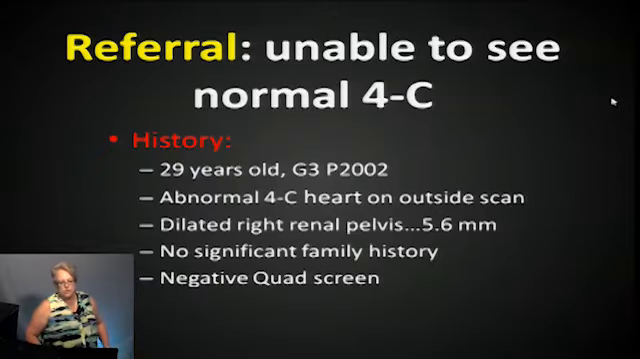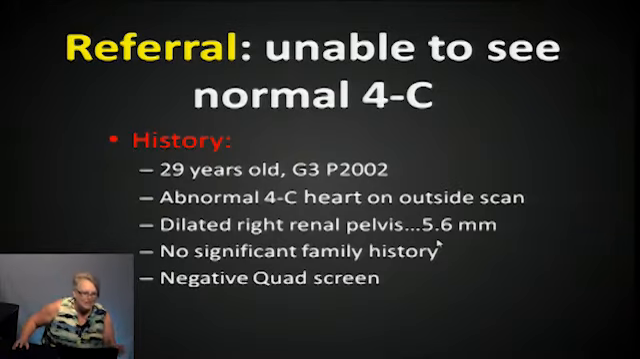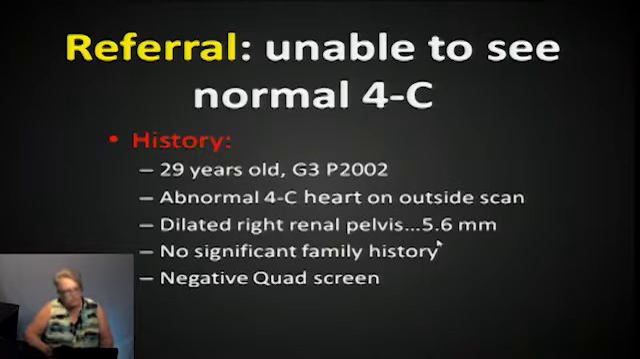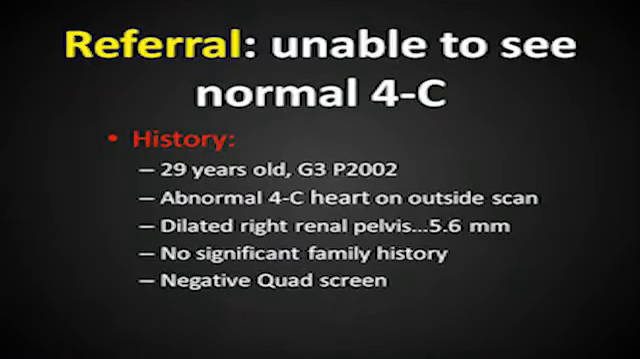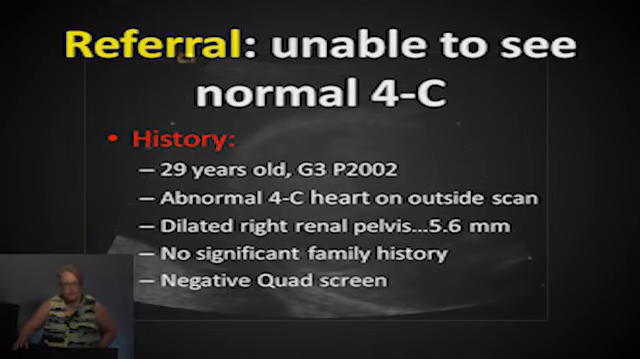She's 29 years old, gravida 3, para 2, abnormal four-chamber heart, or just couldn't see the four-chamber heart on the outside scan. Also had a dilated right renal pelvis, no other significant family history, and negative quad screen. So these different screens are looking for genetic syndromes. It does not tell us anything about the anatomy. That's what I think people forget. They get these blood screens, which are looking for aneuploidy. It is not screening for anatomic defects. So that's where we come in.